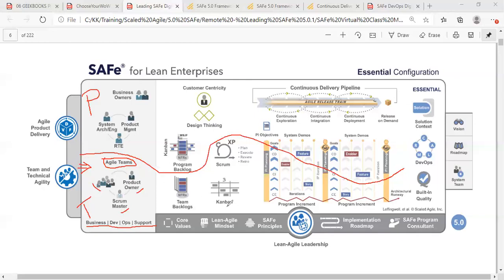Now let's understand, what is the backlog at the team level called? So we are at the team level, right? What is the backlog at the team level called? Yep, you guessed it right. It is called the team backlog. So the backlog at the team level is called the team backlog. And what does the team backlog contain? It contains stories, look at this, and it contains enablers.